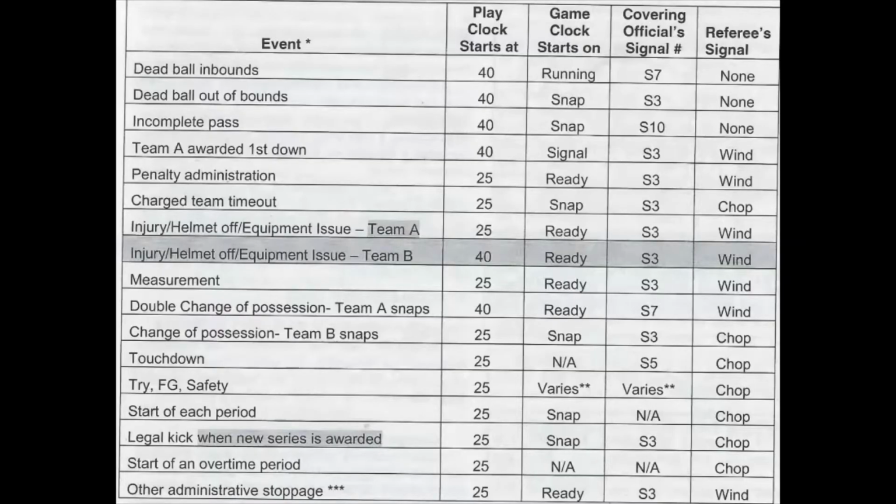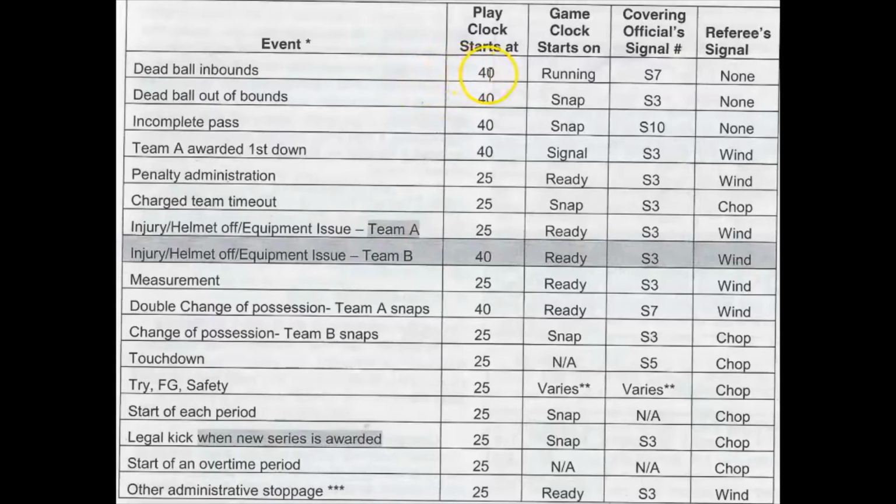Just a quick reminder to our play clock officials. This chart here is a representation of, it's just a chart that helps you know whether we're 40 or 25 on the play clock and then when to start it. So as you can see here, it starts with the simplest of plays, dead ball in bounds. Just a 1st and 10, they run 5 yards, gets tackled in bounds.